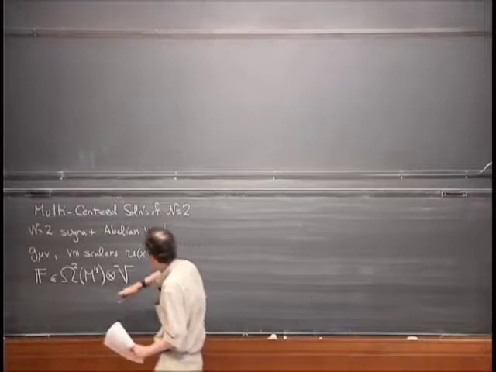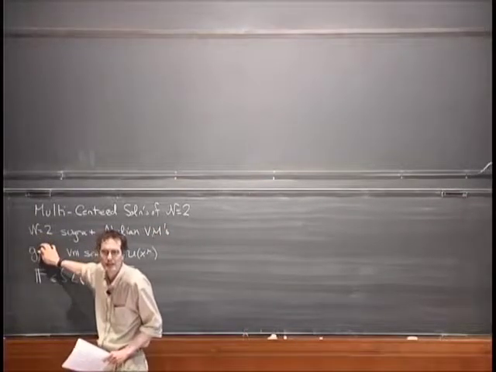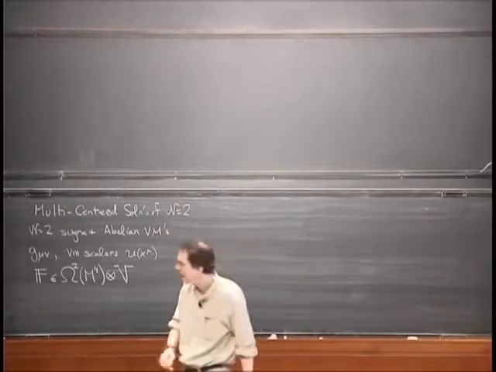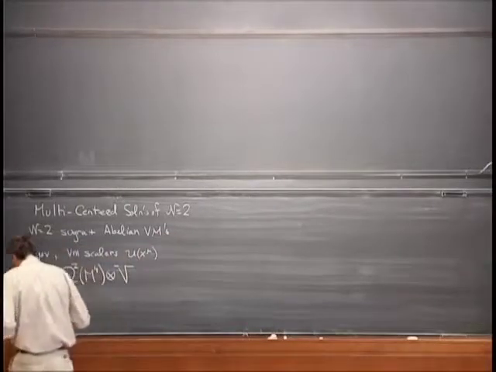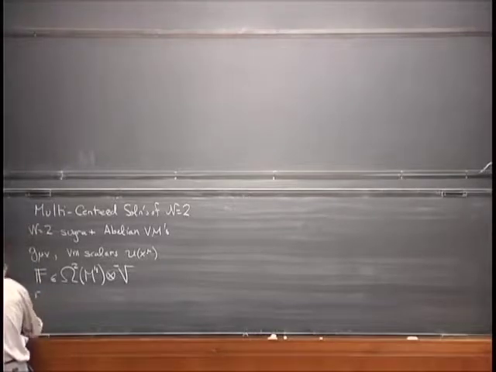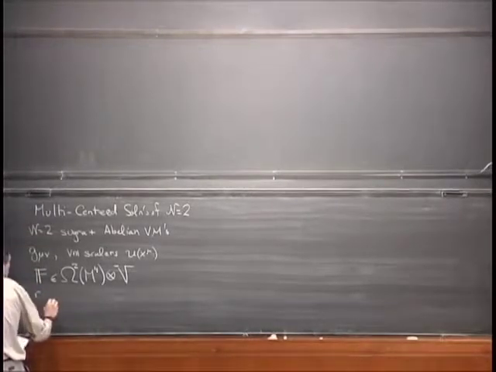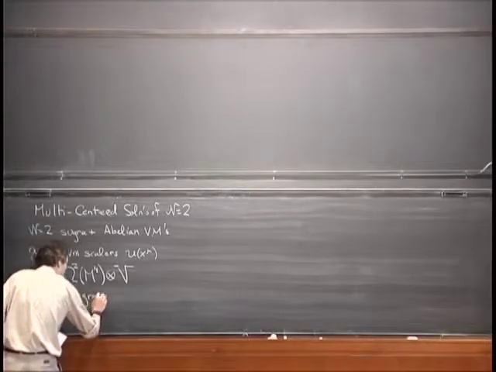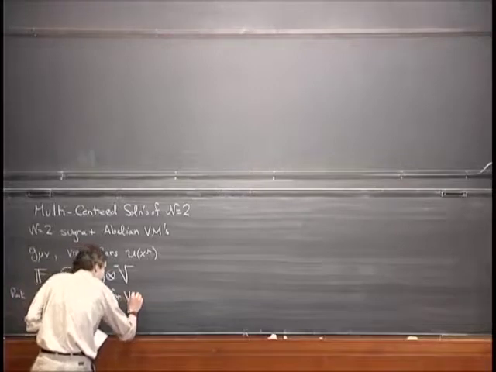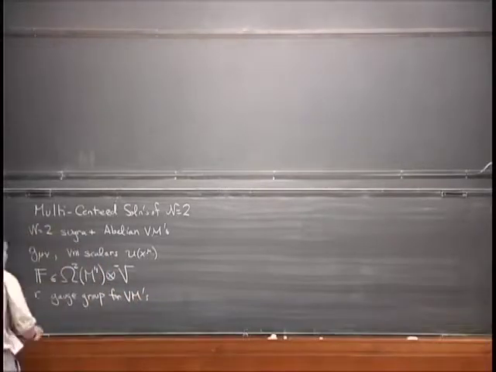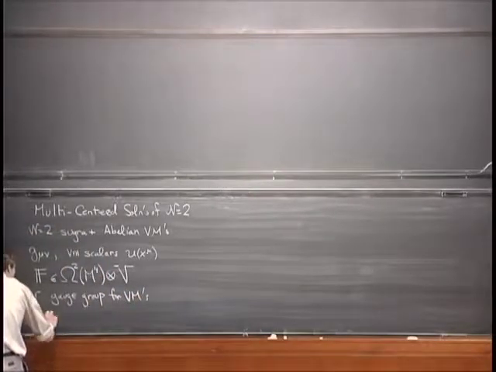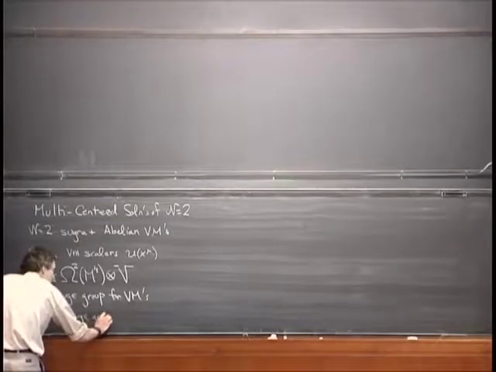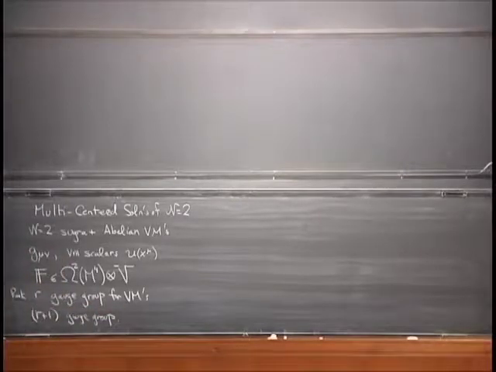You see, in the n equals 2 supergravity multiplet, there is a U1 gauge field. It's called the gravifoton. Okay? So if I have a rank R gauge group for the vector multiplets, then in fact my full gauge group is an R plus 1 gauge group, because of the gravifoton from the gravity multiplet.